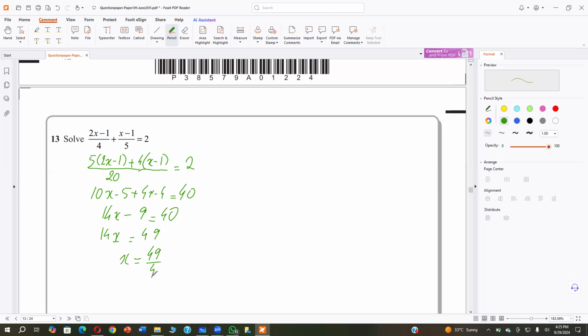Even though it's looking right, is he giving the answer in decimal? Yeah, it's 3.5, 7 upon 2. He's giving the answer in decimal. Have you checked the answer, or is this your answer you're telling me? This is my answer.